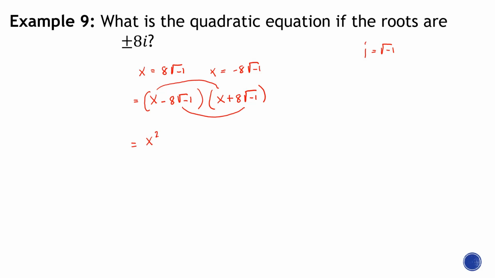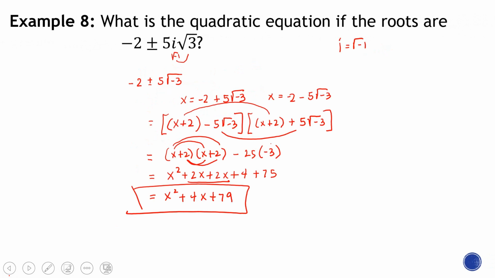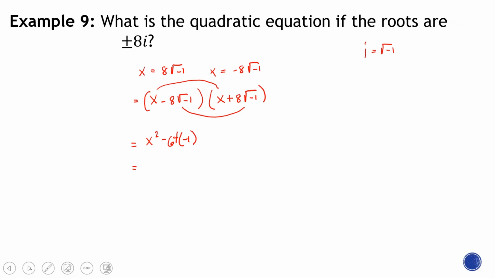And again here, just multiply the first terms and the last terms. This gives us x squared minus 8 times negative 1. That's not 8, that's 64. Sorry, 64. Equals x squared plus 64. That's the answer.